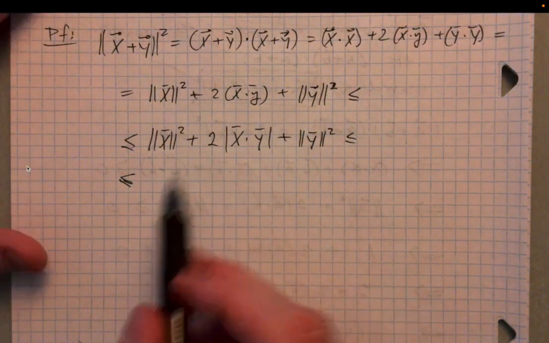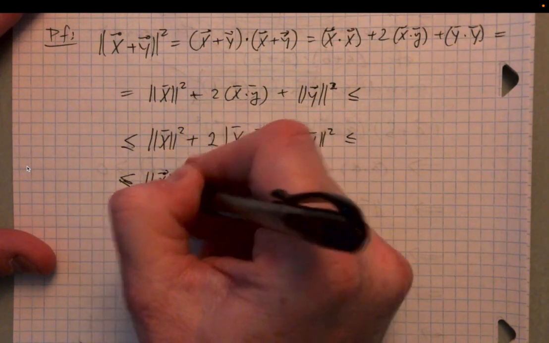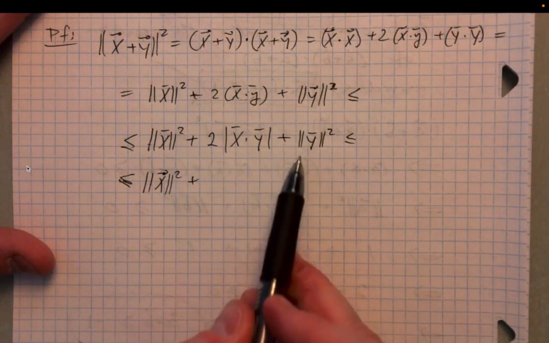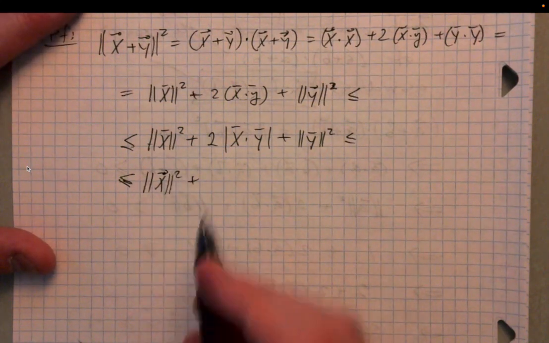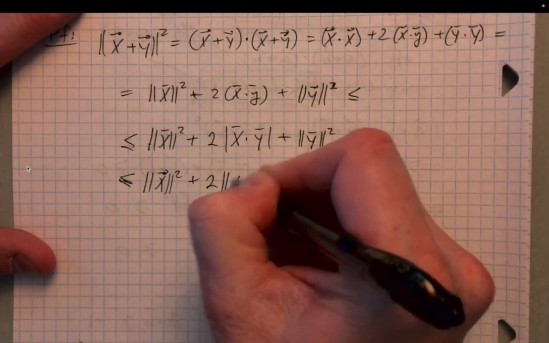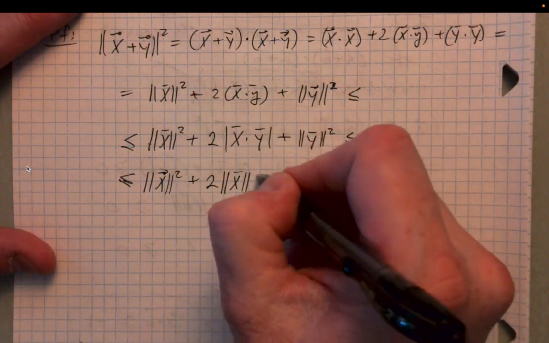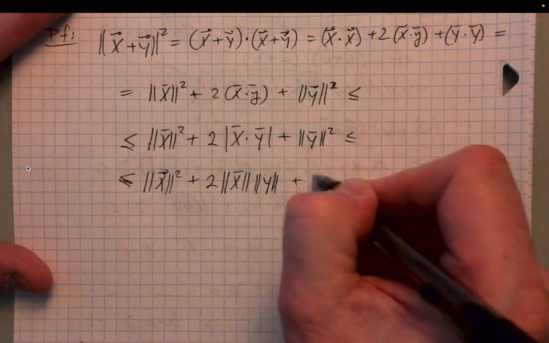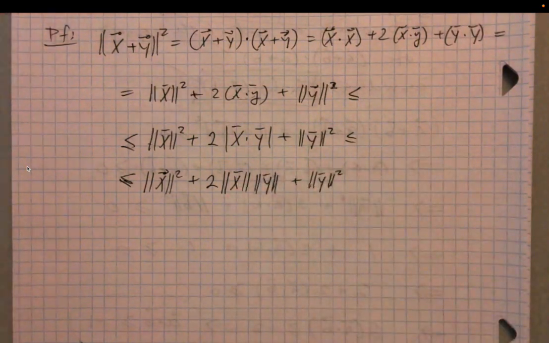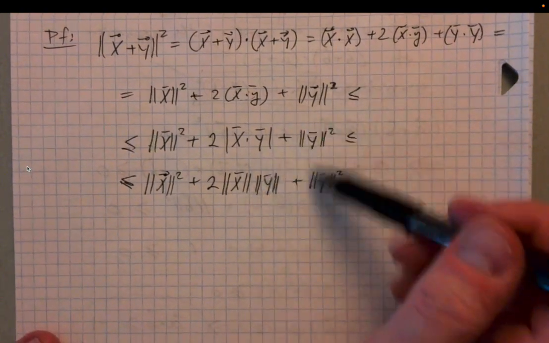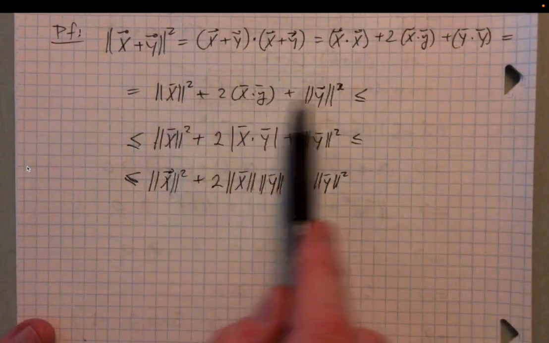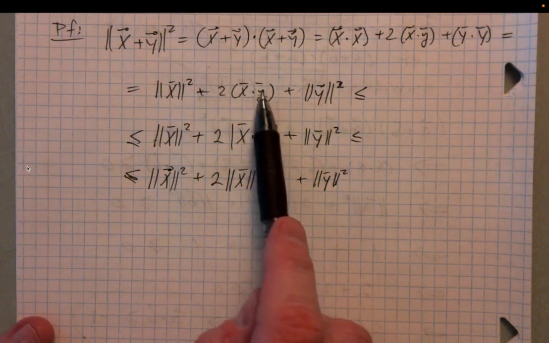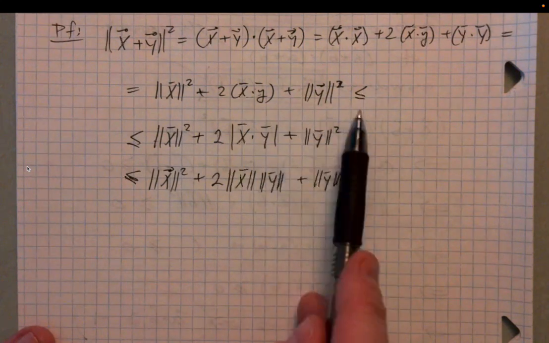What we can say now is that the norm of x squared plus 2 times the absolute value of x dot y plus the norm of y squared is less than or equal to the norm of x squared plus 2 times the norm of x times the norm of y, plus the norm of y squared. These are scalars, so they're just multiplied together normally. We had a strict equality up to this point, and then we made this an absolute value, so this one could get bigger. If x dot y was negative, it would now be positive, which makes the sum larger. That's why we need the inequality.